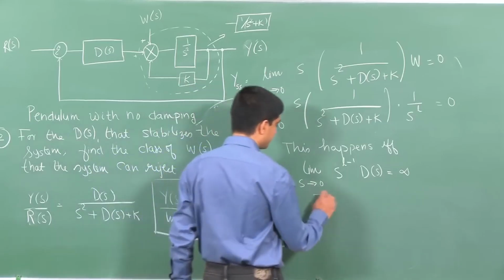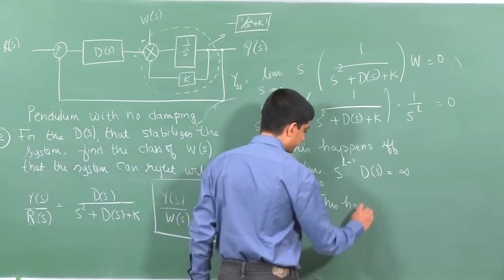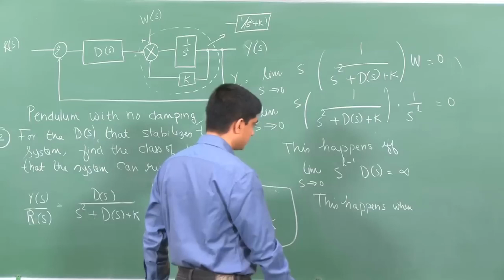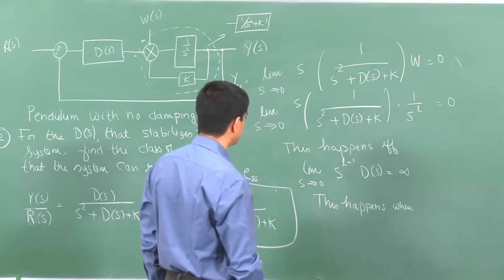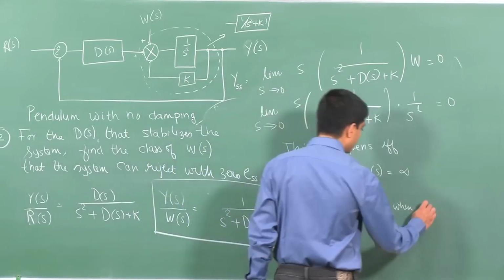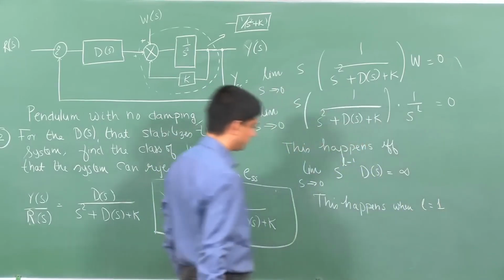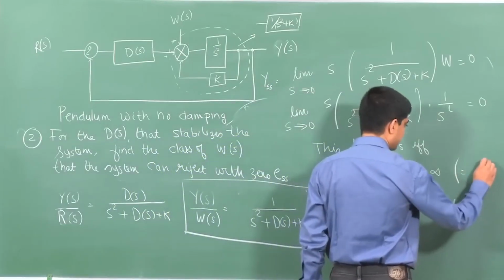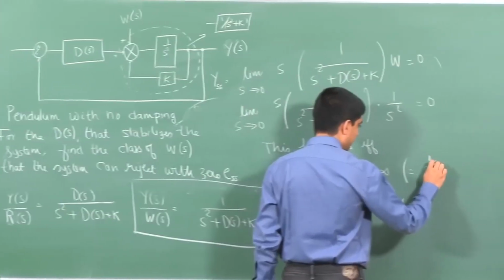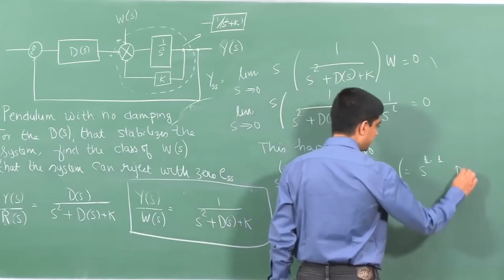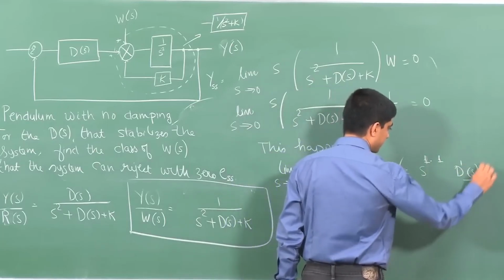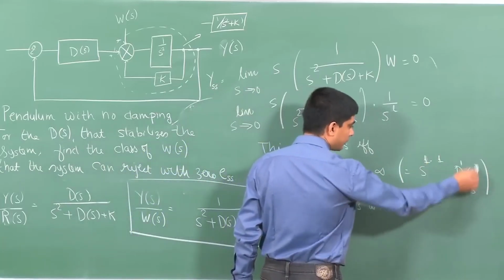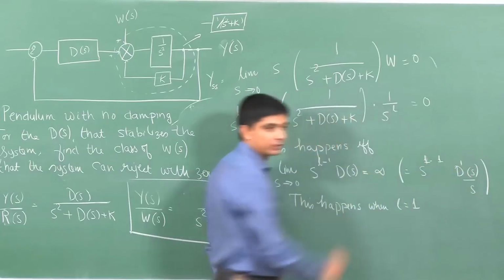Okay, and this happens when l is equal to 1. Because okay, let us say what happens when l equal to 1. So, when l equal to 1, this guy is s power l minus 1. What is my ds? ds is d prime of s over s. Okay, so this guy just goes away, and limit s going to 0. I know d has a pole at the origin, and this guy goes to infinity.